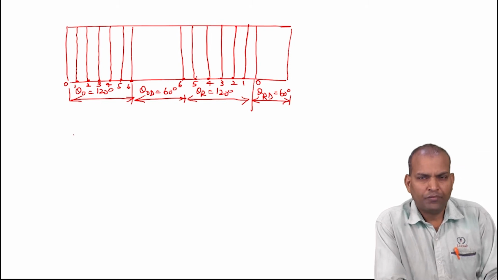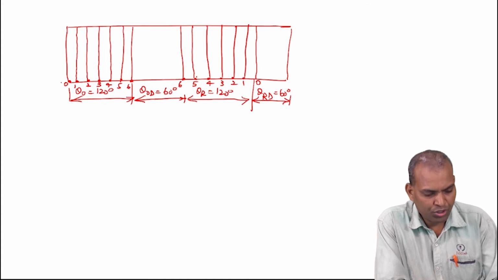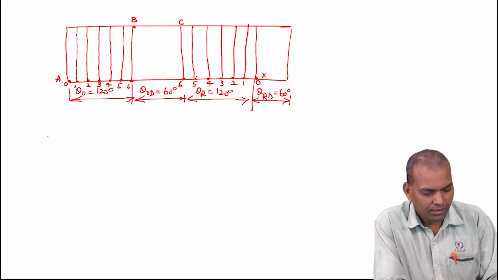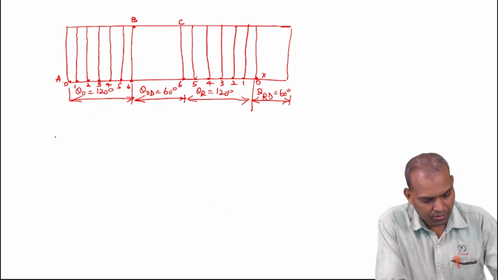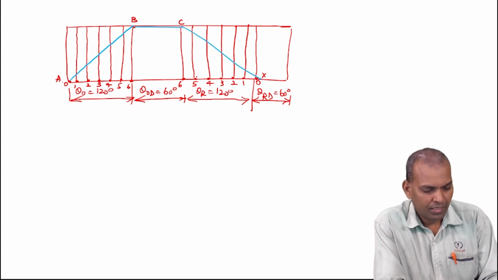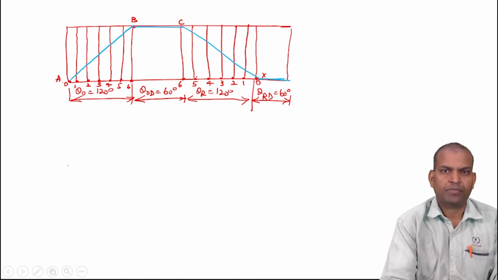Okay. After joining, what have we done? We have joined it as a uniform velocity motion, completely from O to A, B, C and X. So it is a direct straight line, the uniform velocity. Join A to B and C to X. This is the uniform velocity displacement diagram.